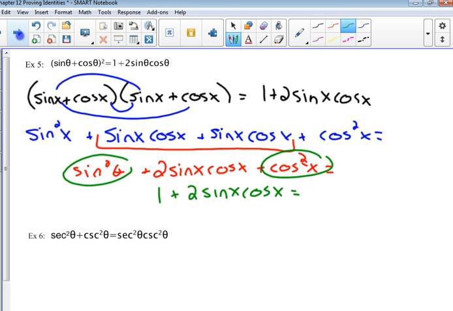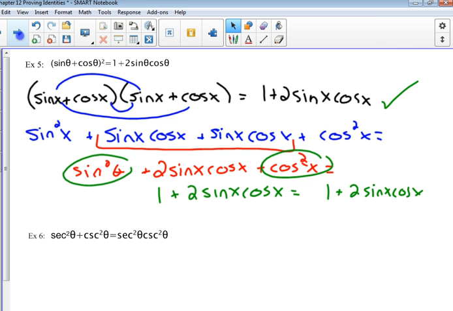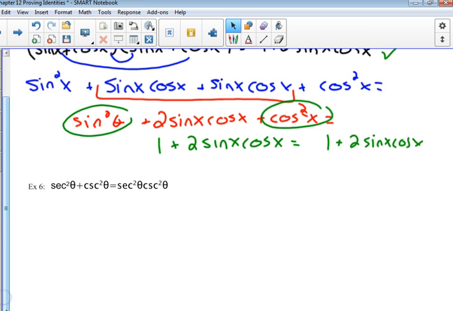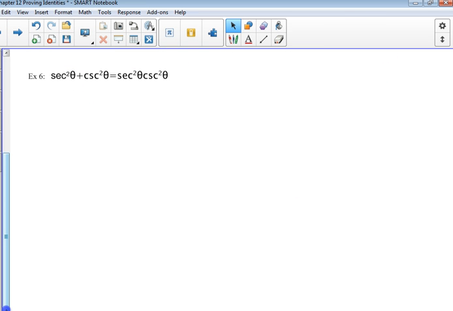Is that what we wanted? Oh yeah, perfect. It worked. Because you want it to equal the other side. So you always want them to be the same. Good job. Alright, let's see if you guys can try this one. See if you can figure out where you want to start. This is a hard one, I think, with the starting.